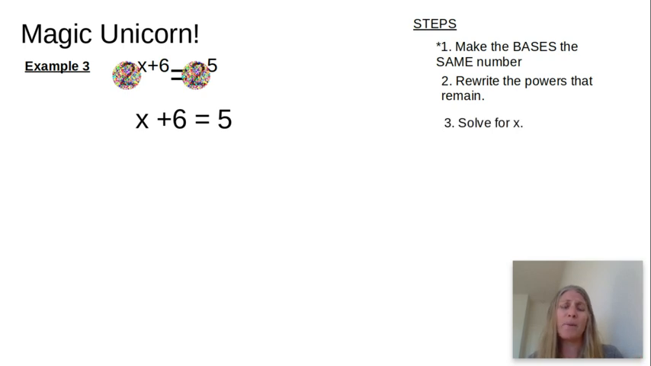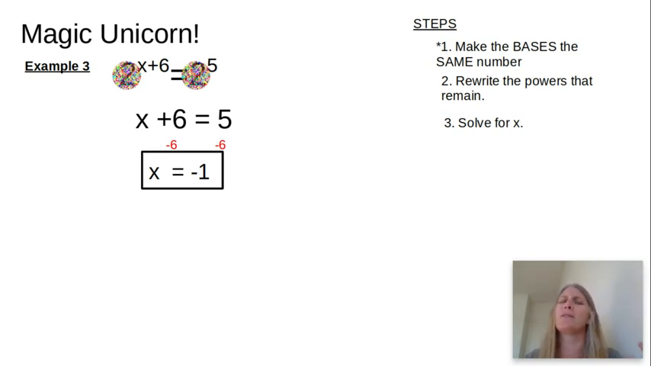That's our final step. So subtract 6 from both sides, and we get an answer of x is equal to -1. Let's go ahead and look at a little bit harder example. So example 4, we have 2 to the x plus 3 equals 4 to the 5th. Once again, we're solving for x.